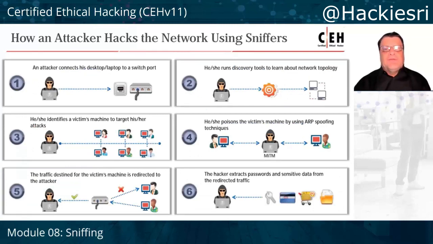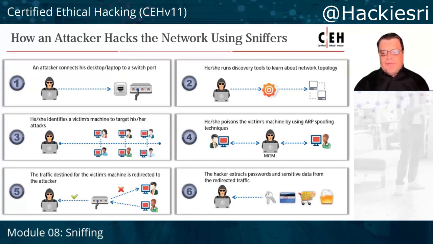How does an attacker hack a network using sniffers? Here we have a fairly detailed flowcharted diagram. Let's start on number 1, upper left. An attacker connects his desktop or laptop to a switch port, such as a Cat5 port. She runs discovery tools to learn about the network's topology. They then identify a victim's machine to target their attacks. Proceeding forth, they poison the victim's machine by using ARP spoofing techniques. Next, the traffic destined to the victim's machine is redirected to the attacker. And finally, the attacker extracts passwords, sensitive data, etc.